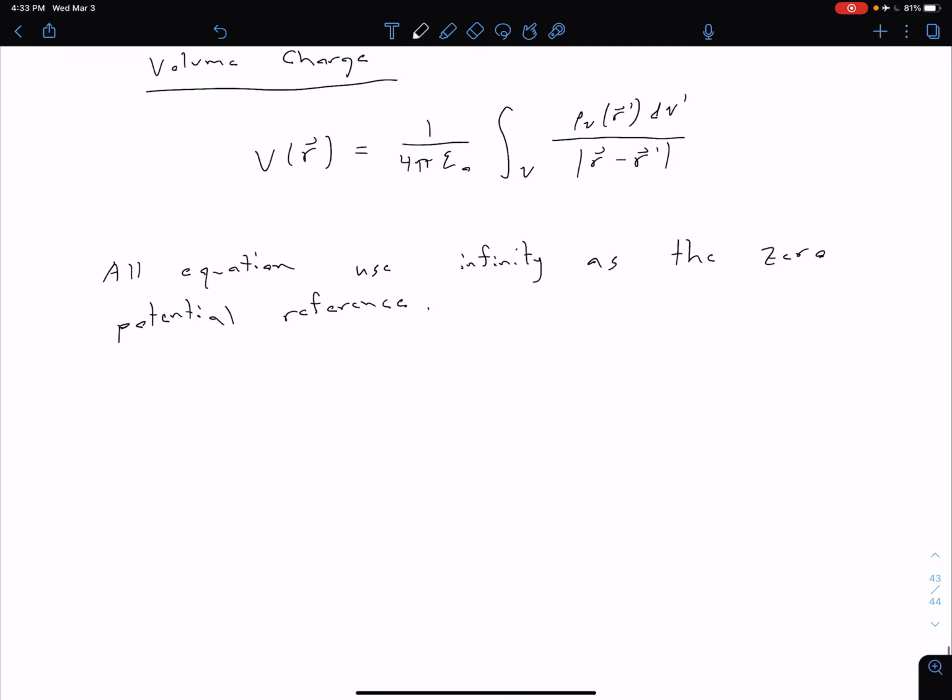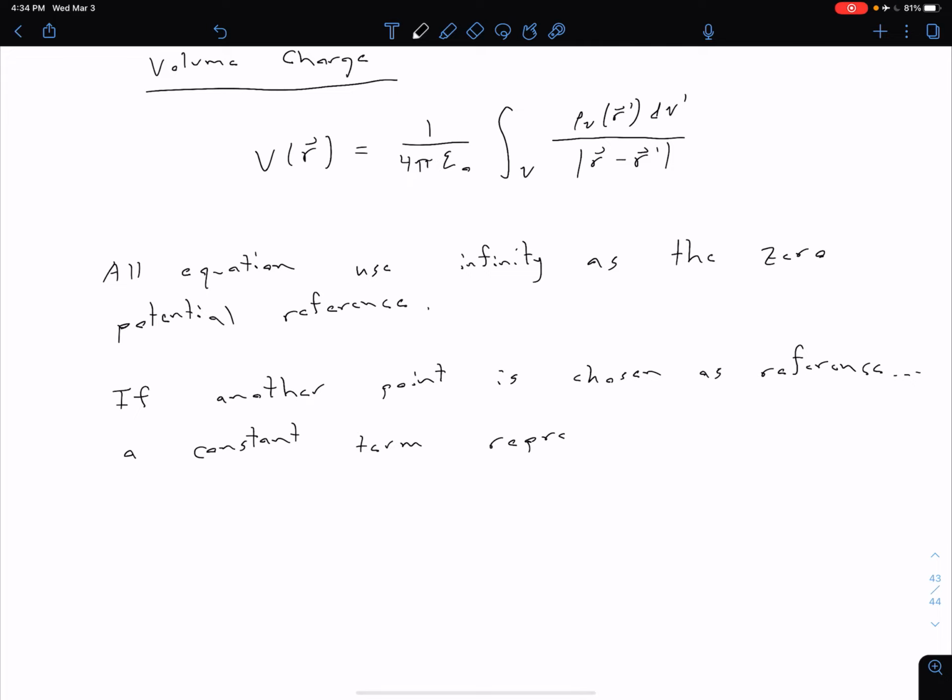So we can choose another point as a reference, and if we do that, we're just going to have to add a constant term. So if another point is chosen as our reference, then we have a constant term representing the potential at our reference point.